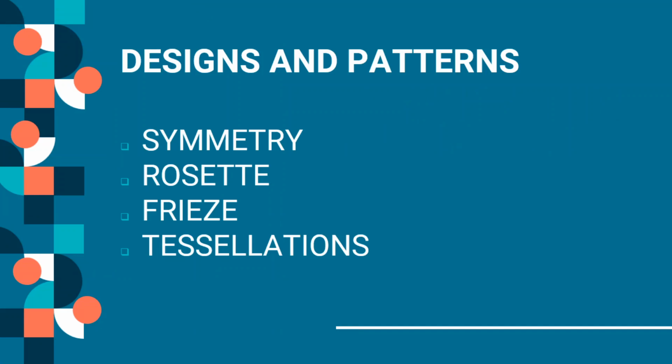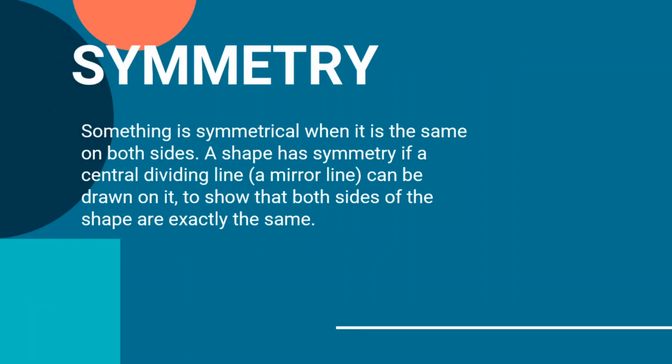For this tutorial, we will be talking about symmetry, rosette patterns, frieze patterns, and tessellations. First is symmetry. Something is symmetrical when it is the same on both sides. A shape has symmetry if a central dividing line, a mirror line, can be drawn on it to show that both sides of the shape are exactly the same.